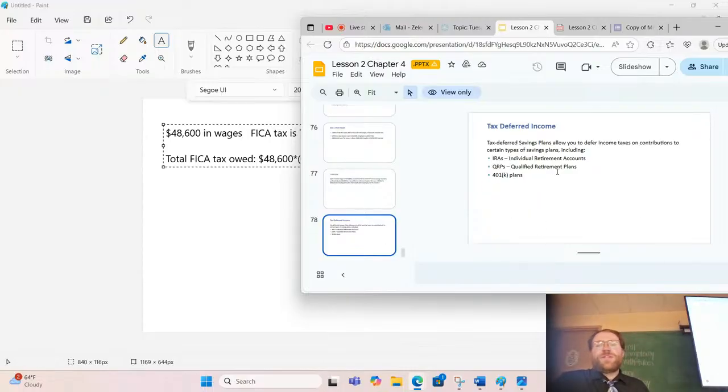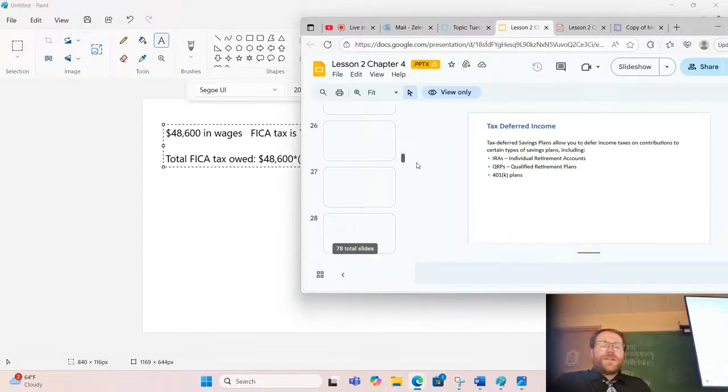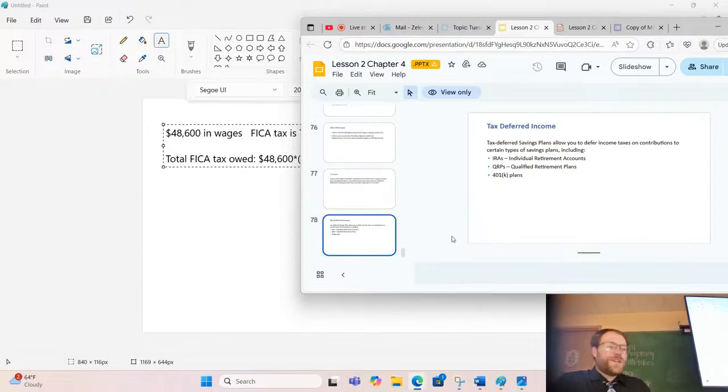Some qualified retirement plans can go in there that are different from IRAs. But chances are you'll probably have some kind of 401k plan with your job. That's how a lot of people fund retirements nowadays when it's related to their job. So any questions relating to anything in chapter 4?